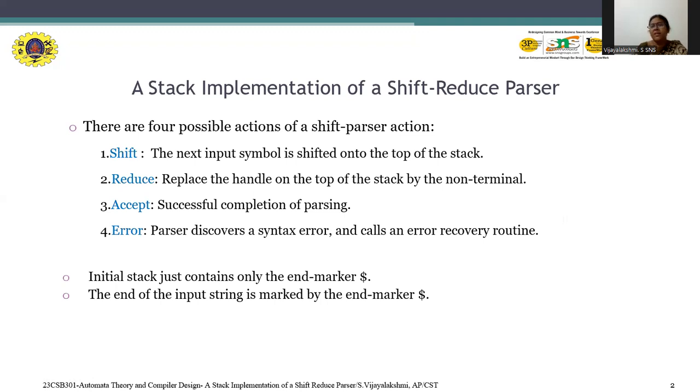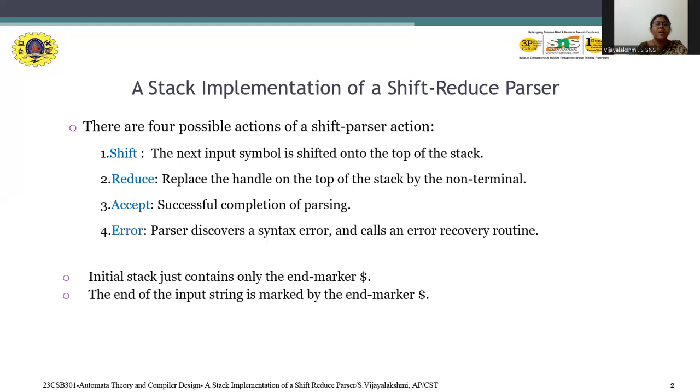Shift means move the input string tokens onto the top of the stack. Reduce means replace the handle on the top of the stack by the non-terminal. Accept means successful completion of parsing, when the starting symbol is reached. Error means the parser discovers a syntax error if there are no possible moves. Okay, let us go through this by example, step by step.